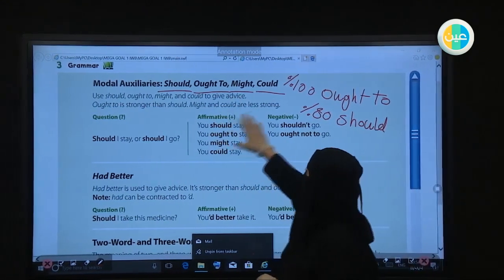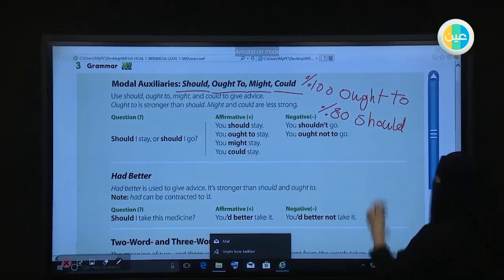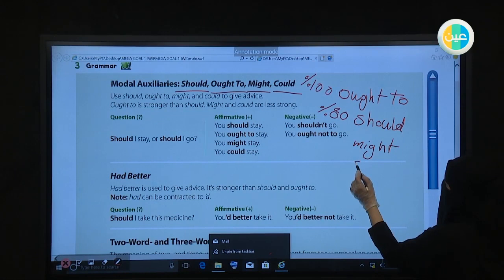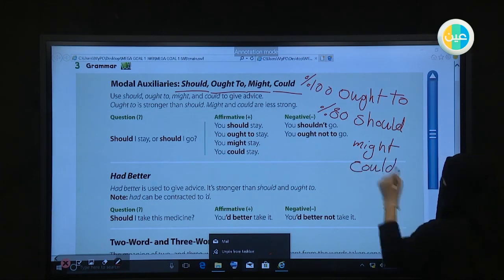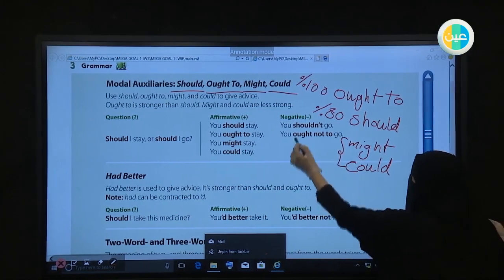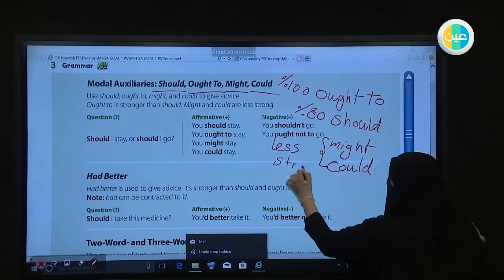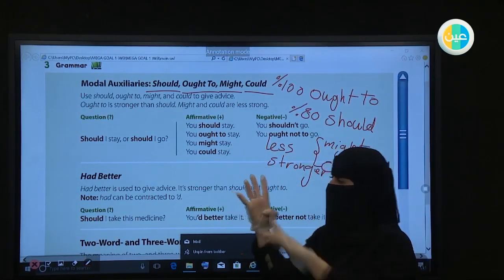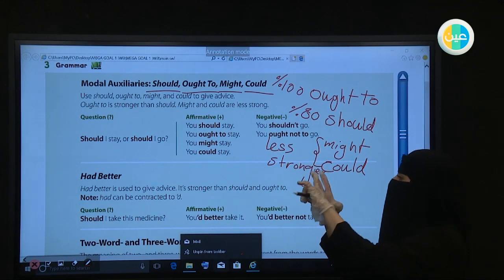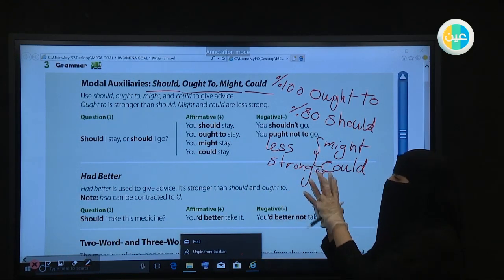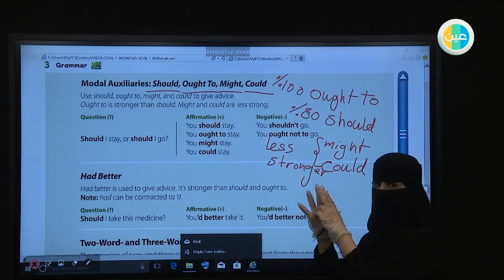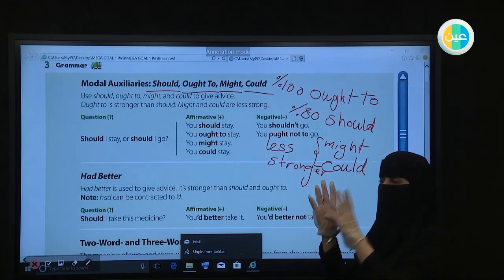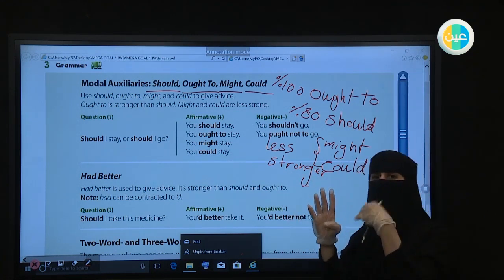After that, might and could are less strong. Might and could, they are both at the same level. We call it less strong. Okay, we have 4 modal auxiliaries. The first one is ought to, after that should, we rearranged it together, and could and might are at the same level, less strong. So we can use all these 4 modal auxiliaries when we want to advise someone about something.